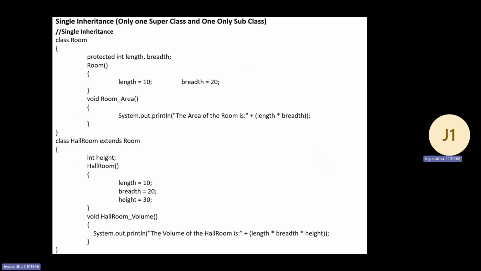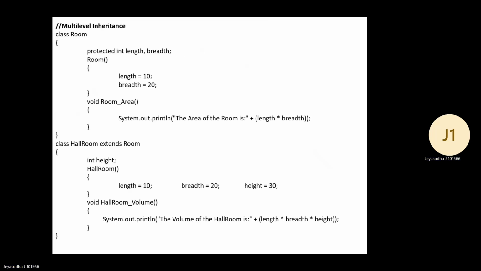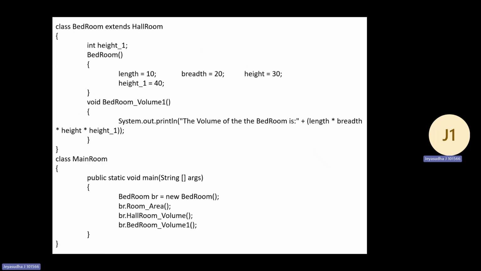Another one, you have a room and a hall room. We have a width, a length and a breadth. And we are finding out the volume in the hall room. So this is extending the base room. In multi-level inheritance, you can see room, and this hall room is inheriting the base class. So in multi-level inheritance, from subclass 1, we have to inherit subclass 2. That is why bedroom is inheriting the hall room.